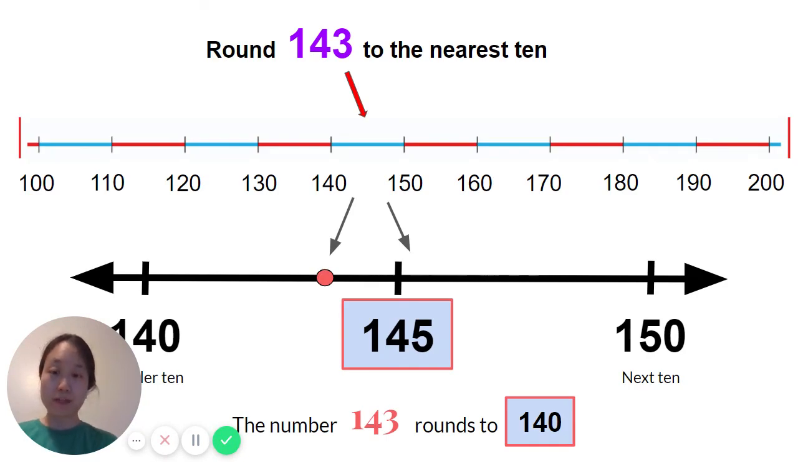The next three problems that you'll solve will give you the two benchmarks, and you will have to independently find the halfway point, put the pink dot where the number goes, and then round that number to the nearest 10.